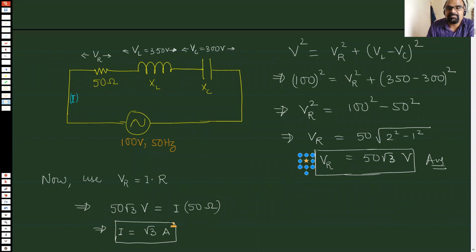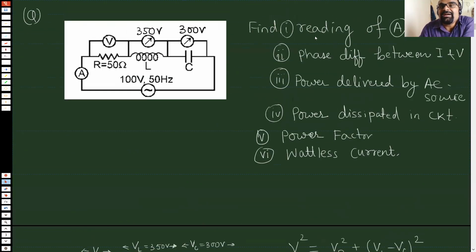So we have been able to find I. So these two things are done. Now what? Now what else we have to find? Now let's go back and let's see. So find reading of ammeter, and this ammeter reading we have found is root 3 ampere. The reading of this voltmeter we found is 50 root 3 volts. Find phase difference between this current and this voltage. Sorry, not this voltage, this voltage.